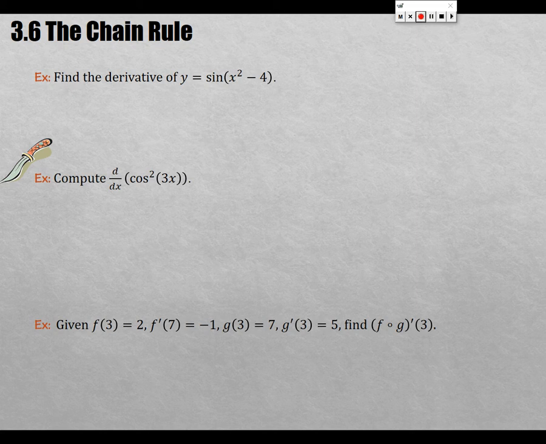All right, so what's the derivative of sine of something? That's right, it's cosine of something, right? So f prime of g of x. You just put g of x in there.